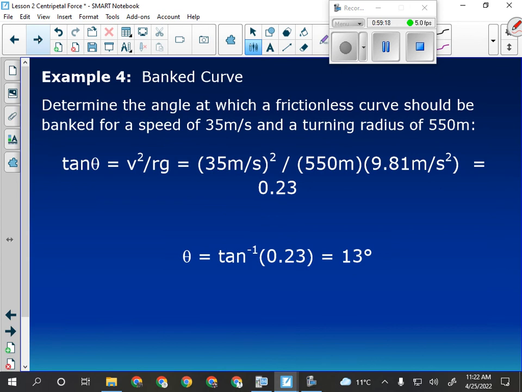If we wanted to determine the angle at which a frictionless curve should be banked for a speed of 35 meters per second and a radius of 550 meters, we wouldn't have to do much manipulation, we would just solve for theta. We have v, we have r, we know it's on Earth, so we can calculate that. Theta is the inverse tan of 35 squared over 550 times 9.81, and we would get that it's banked at 13 degrees. That's a pretty steep corner. 13 degrees doesn't seem like a lot, but it is.